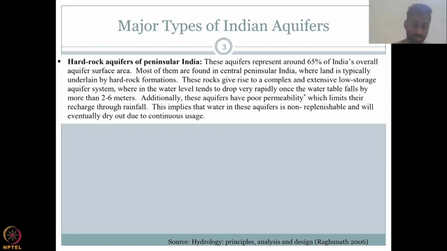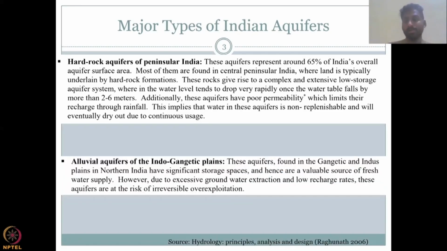What are the remaining aquifers? The remaining aquifers are called alluvial aquifers of the Indo-Gangetic Plain, or alluvial aquifers. So you do have alluvial aquifers in the southern plain, in the Kaveri Delta, and in the western side along the Narmada region. But most of it is in the Indus, Ganges, and Brahmaputra region. The majority of the alluvial is found in the Ganges plains.